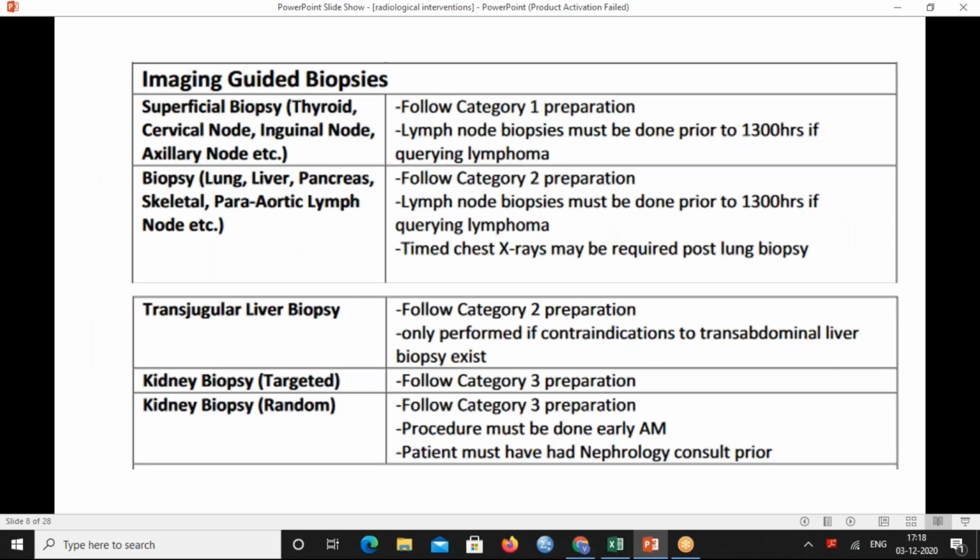Most of the image-guided biopsies, like the superficial biopsy, come under low-risk procedures, and deep organ biopsies, the solid organ biopsies like lung, liver, pancreas, skeleton, come under moderate-risk procedures. And the transjugular liver biopsy again comes under moderate risk, but the renal biopsy comes under high risk of bleeding procedures. And you can see here it has been written that it should be done before 1300 hours, or in the morning hours. This is so that adequate time for specimen preparation is available for the histopathology people.